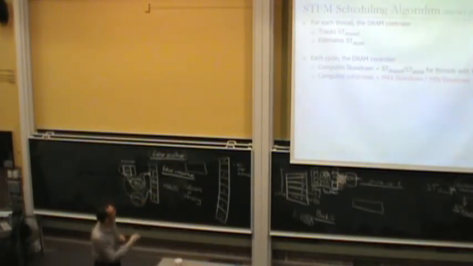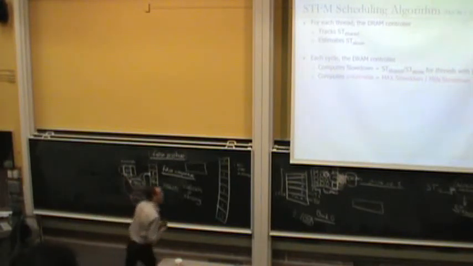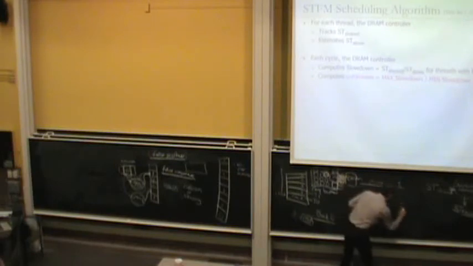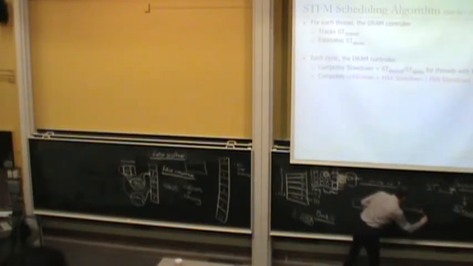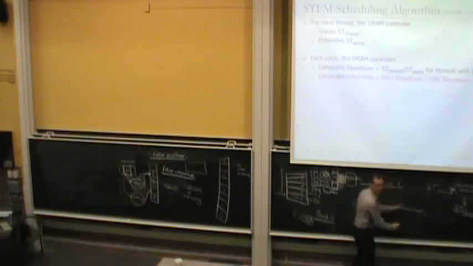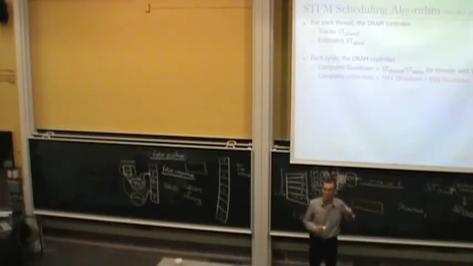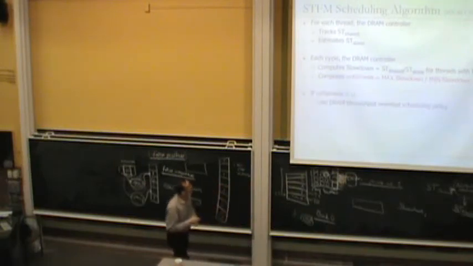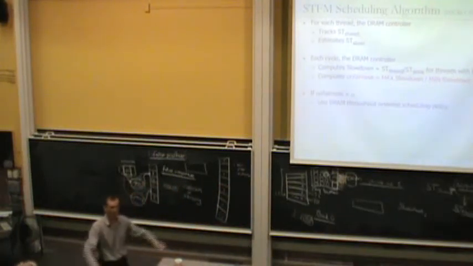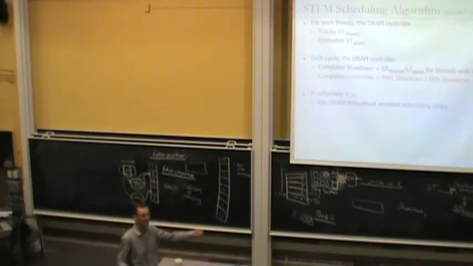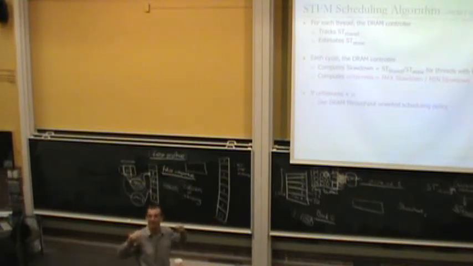Okay? So every cycle, the DRAM controller computes the slowdown by dividing stall time shared over stall time alone, and also computes unfairness, which is the maximum slowdown in the system divided by the minimum slowdown. For each thread, you have this slowdown value for thread i, and the maximum of that is the maximum slowdown in the system. Minimum of that is the minimum slowdown in the system. So this is the unfairness in the system. If it's really high, then you're prioritizing one thread over the other quite a bit. If it's close to 1, then everybody is slowed down fairly.